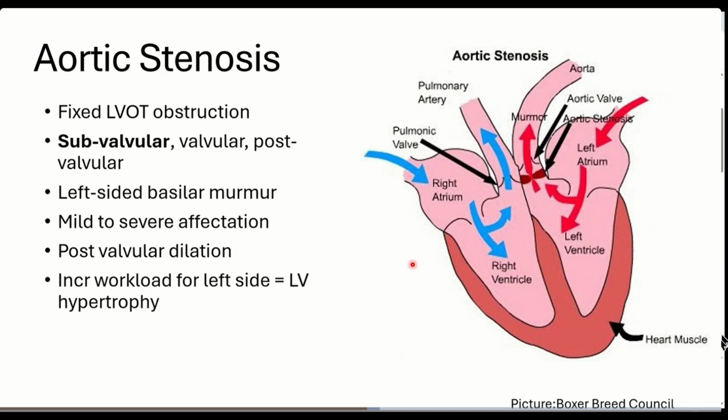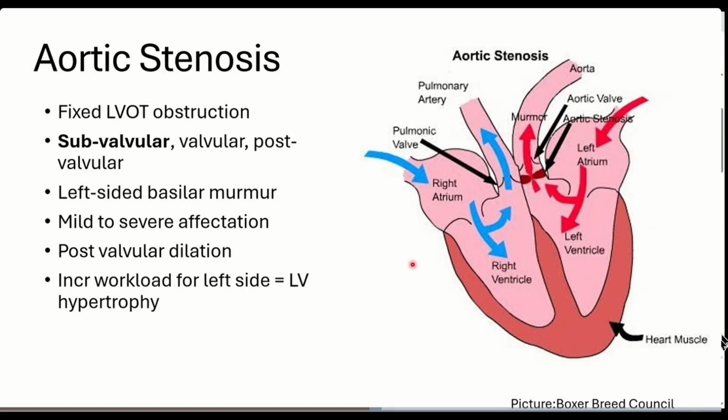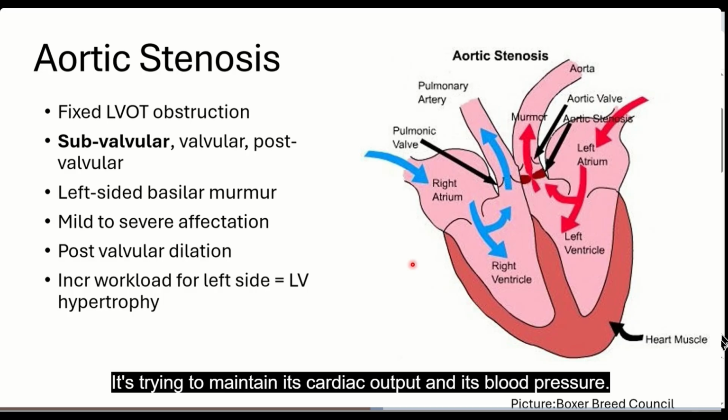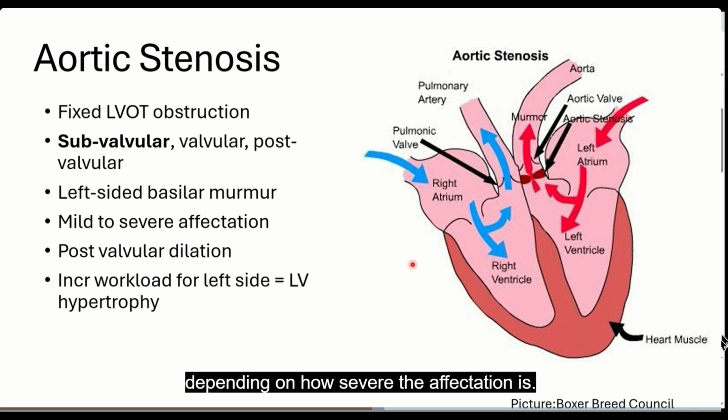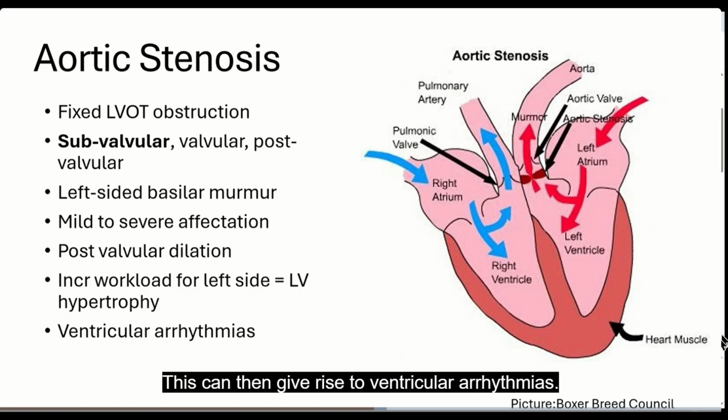We get an increased workload for the left side. So as I said, it's like blowing through a straw. So the left ventricle has to really hypercontract to get that force of blood. It's trying to maintain its cardiac output and its blood pressure. It's trying to get all that blood out through this little narrow stenosis, depending on how severe the affectation is. And that increases the workload for the left side. So we end up with a hypertrophy, a thickening of the left ventricular wall muscle. This can then give rise to ventricular arrhythmias.